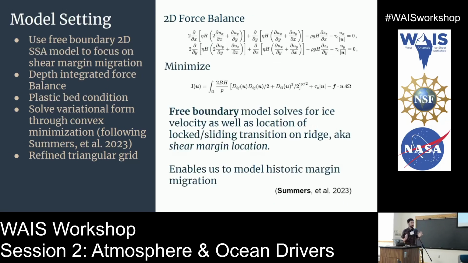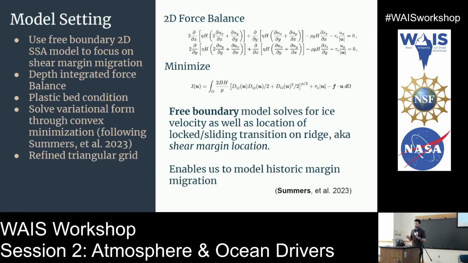And the big key here is that we're using a free boundary model. And so this model is solving not only for the velocity of the ice everywhere in the domain, but is also solving for the locations where the ice goes from being locked to the bed, transitioning to a sliding ice stream. And that is the location of our shear margin.